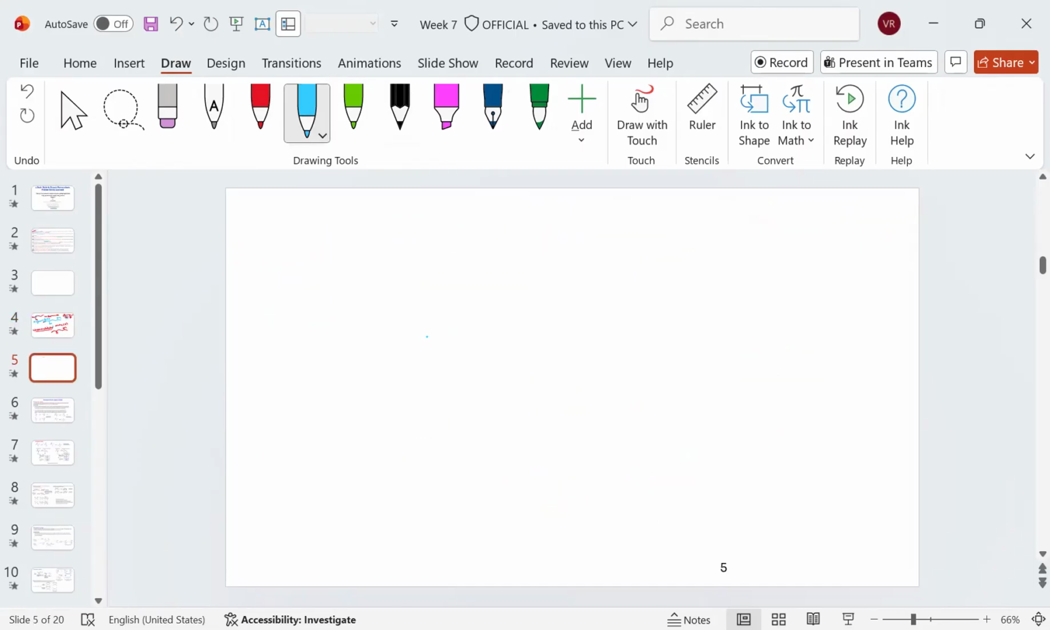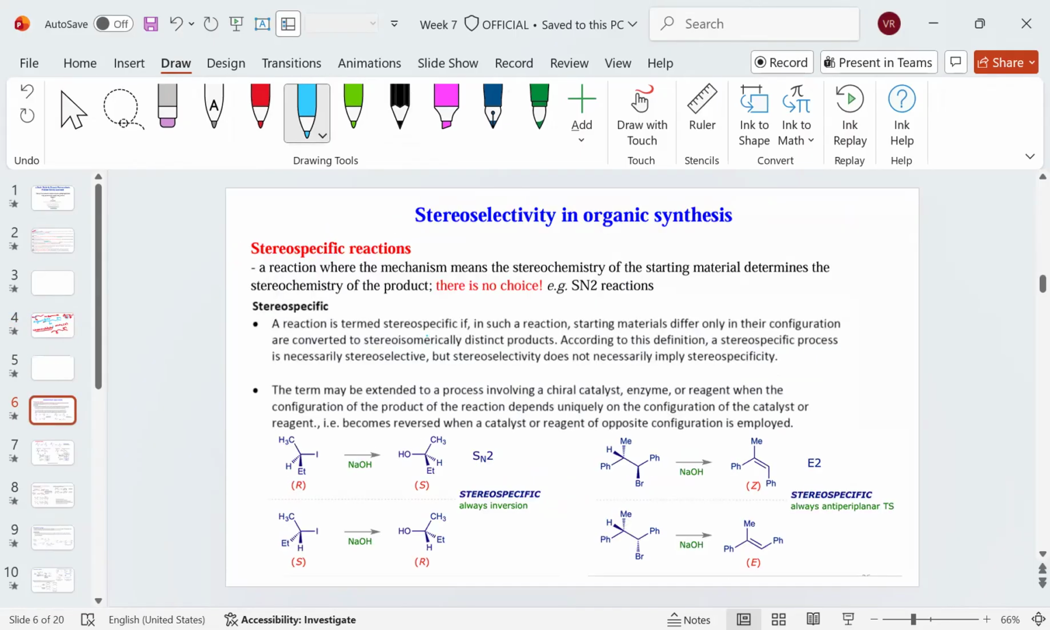Now we are going to move to stereoselectivity. So what is a stereospecific reaction? It is a reaction where the stereochemistry of the starting material determines the stereochemistry of the product, and obviously there is no other choice. Let's say if you take the example of an SN2 reaction. Here in this SN2 reaction, you have this iodine and you treat it with NaOH. Now the OH minus is the nucleophile.